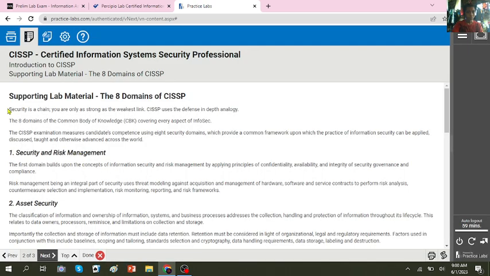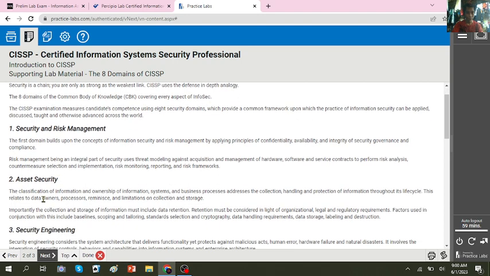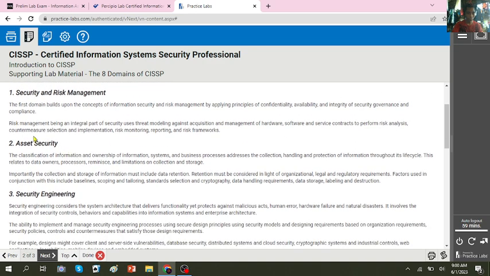Next, supporting lab material. The 8 domains of CISSP. Security is a chain only as strong as the weakest link. CISSP uses the defense-in-depth analogy. The 8 domains of the common body of knowledge, CBK, cover every aspect of InfoSec. Number one, security and risk management.